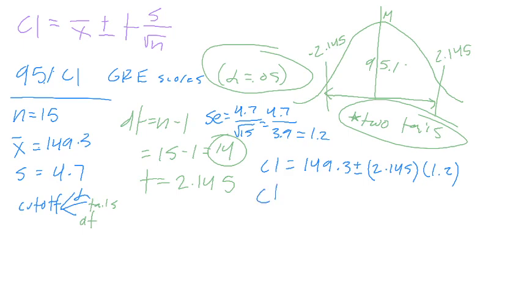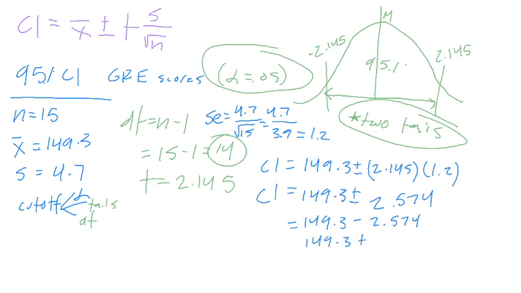So if we continue to solve here, we still have our 149.3 plus or minus, and we would multiply these together, and we would get something like 2.574. All right? So what we're going to do when we do this is we're going to add this term, 2.574, to our mean, and we're going to subtract it from our mean. And then we're going to report these in a certain way as well. So let's go ahead and set both of these up. Let's go ahead and subtract and add these values here.